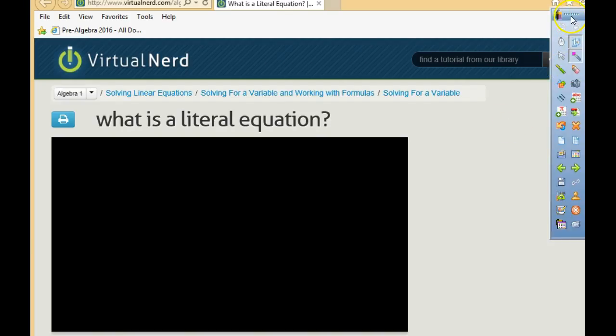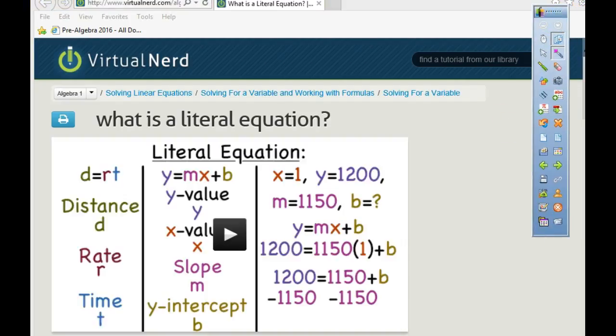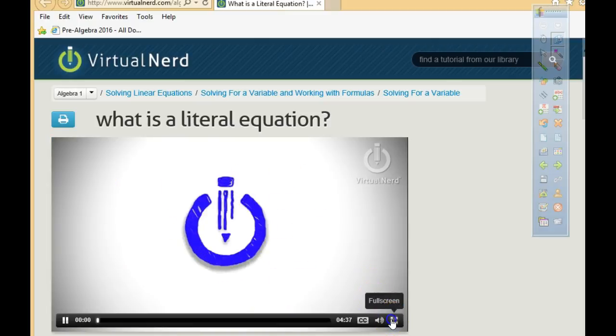think about what a literal equation is. These are some that you might see. As you look at these right here, this is like what we were doing. We were solving for y. These are some different types of ones that you might see.